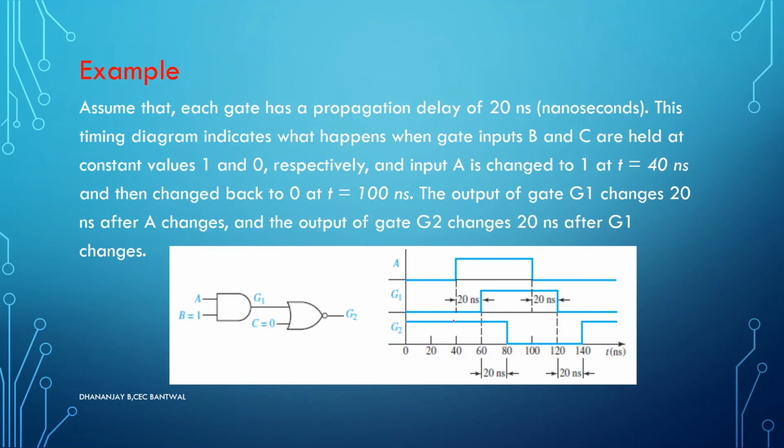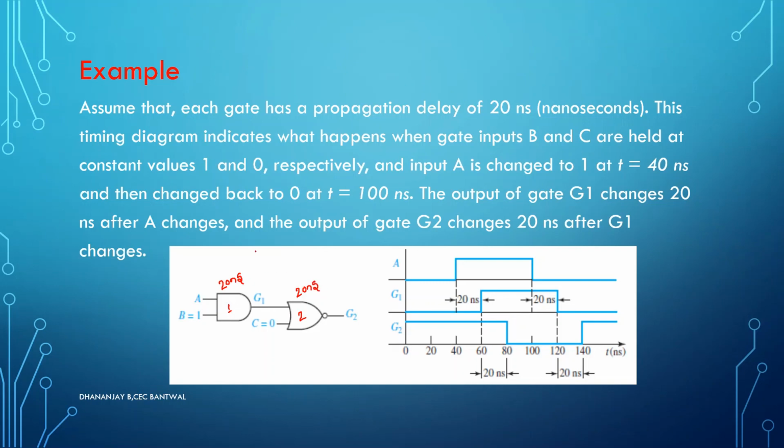Fine. Let's take one example. So I have one gate here. This is my first gate. This is my second gate. Assume that each gate has a propagation delay of 20 nanoseconds. Let's say that this has got a propagation delay of 20 nanoseconds and this also has got a propagation delay of 20 nanoseconds.